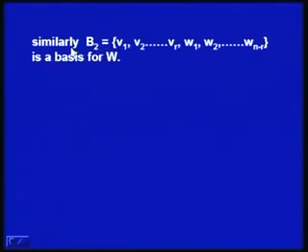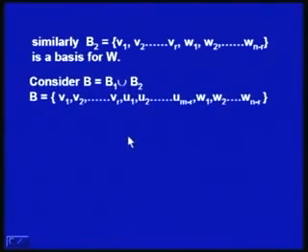Similarly, we can form a basis for W. We call it B2. So we have the same basis v1, v2, up to vr, and then we add n minus r independent vectors, so that this forms a basis for W. Then we consider B equal to B1 union B2. So we have two bases, and we consider B is equal to B1 union B2.